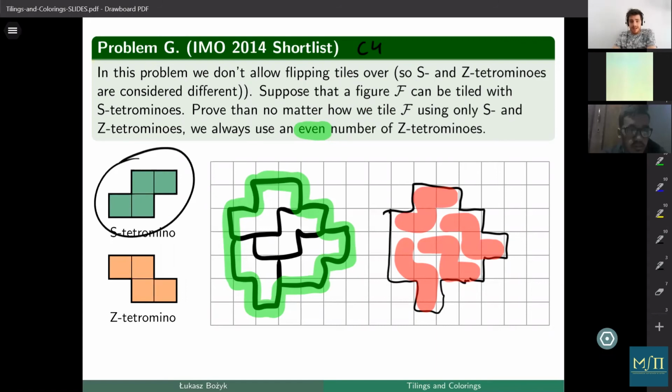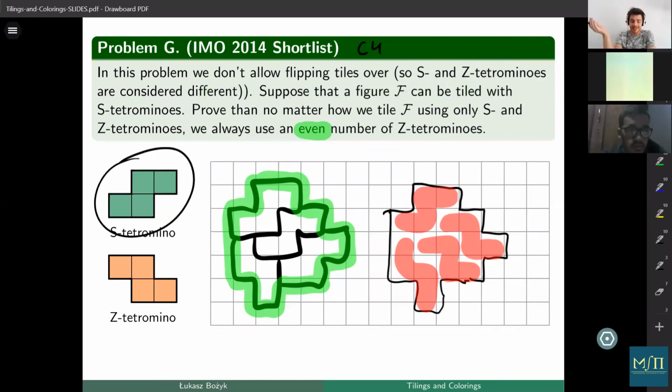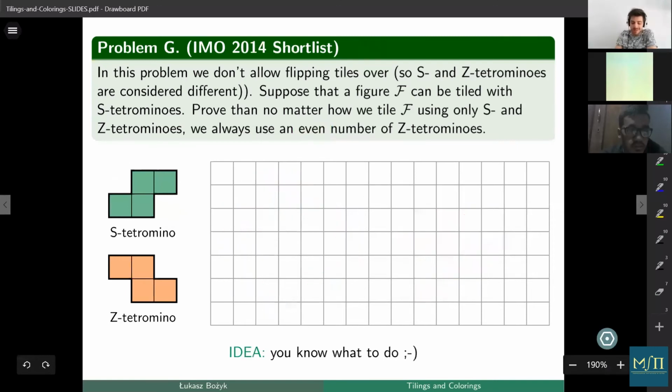Yeah. And then if we know that F is covered using only S tetrominoes, we know that the total number of shaded cells within F is even, right? Because each S has an even number of shaded cells. So after reassembling the tiles and changing some S's to Z's, we still have an even number of shaded cells covered. So we need an even number of Z's, as each Z covers an odd number of cells. But now, we need to find such a coloring.